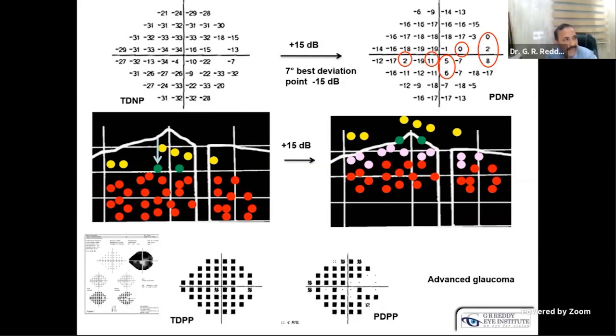So even in 24-2, the two nasal points are on the 27-degree circle. So even 24-2 is a misnomer. We have two points on the 27-degree circle. In 30-2, the edge points actually belong to the 27-degree circle. And if you suspect glaucoma starting from the periphery, you can create custom test points around 30 degrees and beyond. Sometimes you may get positive results.